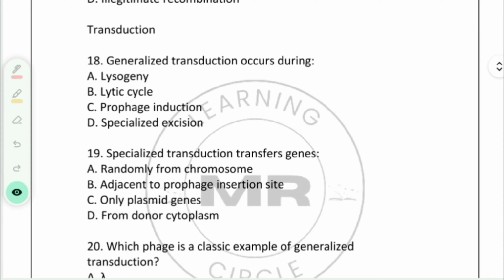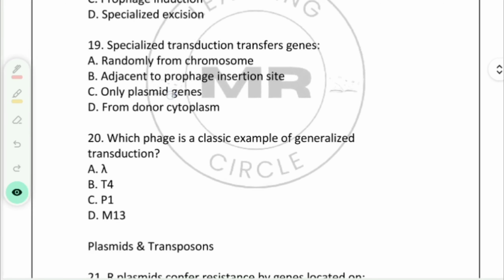Question number 18. Generalized transduction occurs during, options are A, lysogeny, B, lytic cycle, C, prophage induction, D, specialized excision. So the correct answer for this question is option B, lytic cycle.